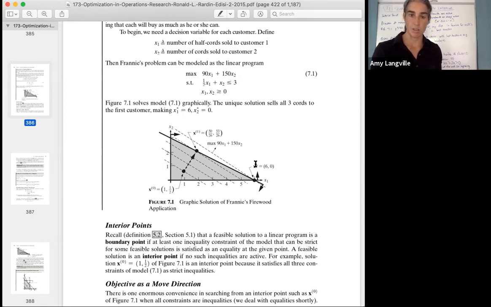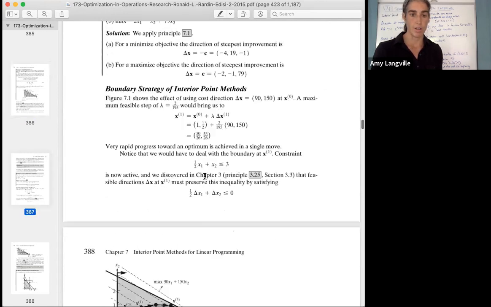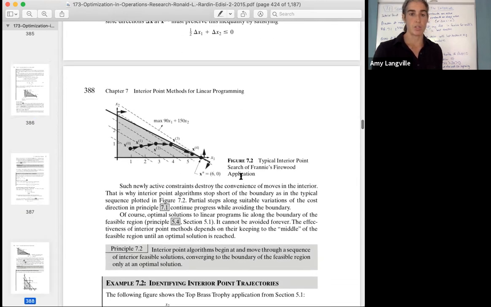Until we get to X star, which is over here. So that would actually violate one of our ideas for the interior point method. And so let's look at the next figure. Figure 7.2, same problem. Here's our X0, here's our X star.